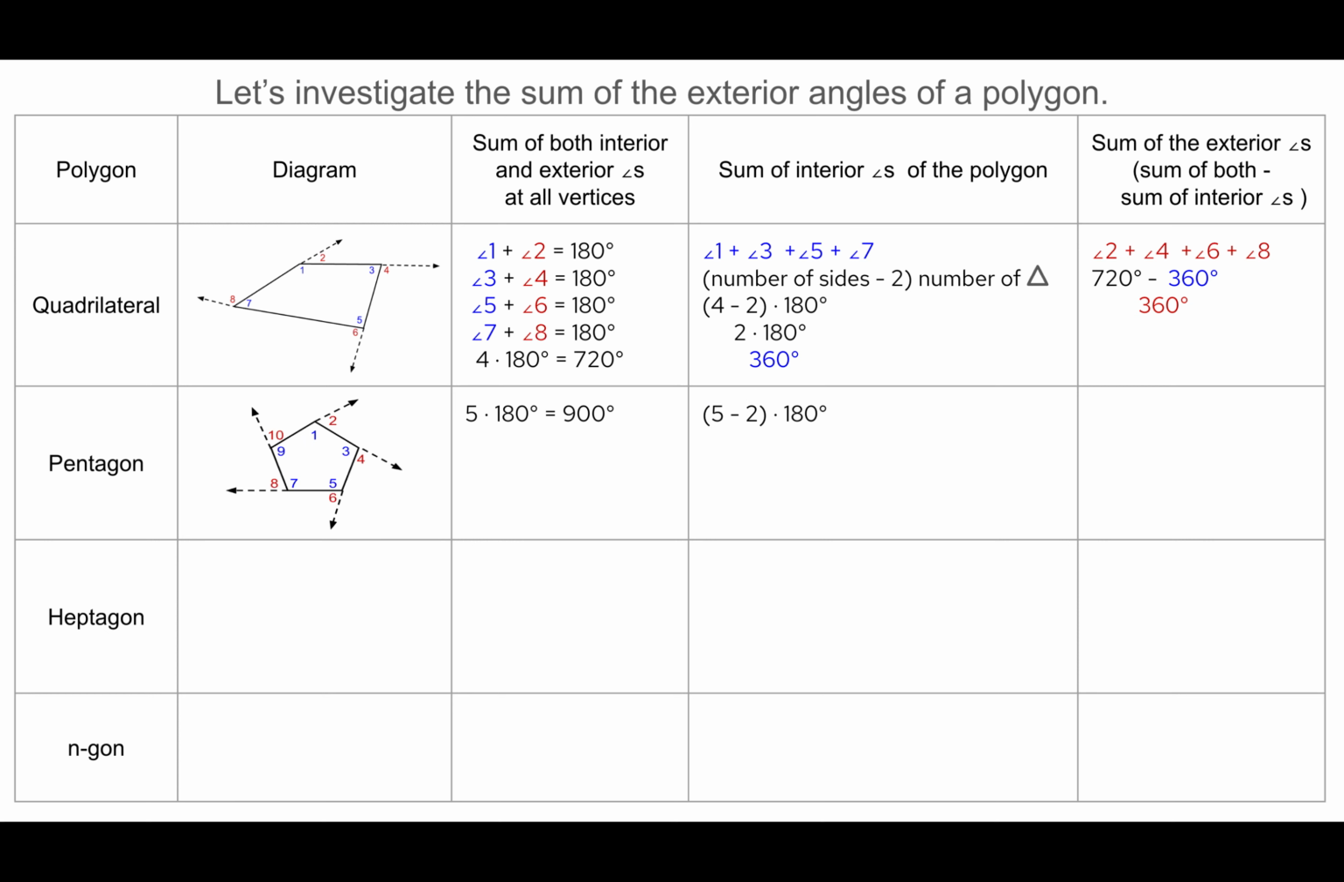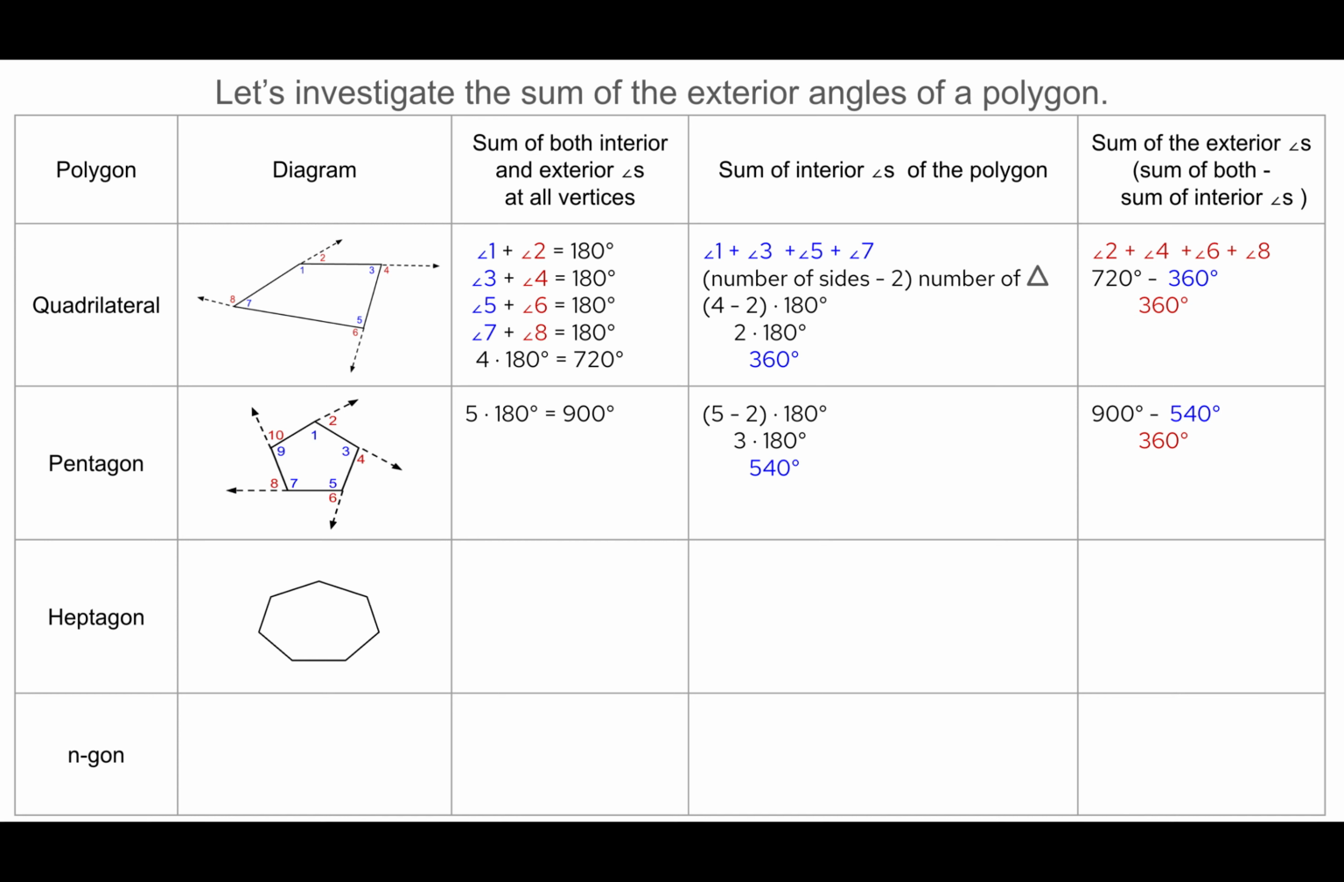The sum of the interior angles, the number of sides, so there's 5 sides, minus 2, which is 3. And the product of 3 and 180 degrees is 540 degrees. Now we can find the difference. 900 minus 540, 360 degrees again. That's interesting. Let's try the heptagon.